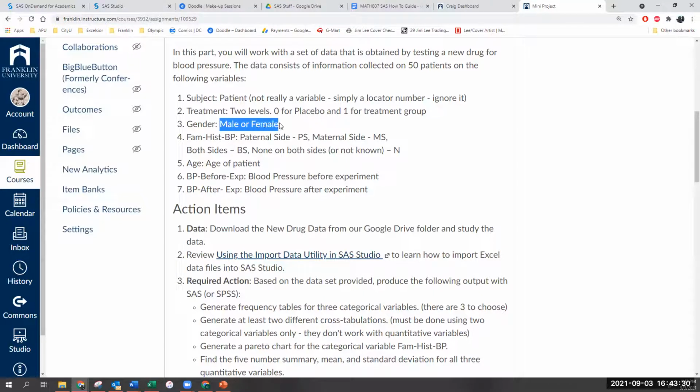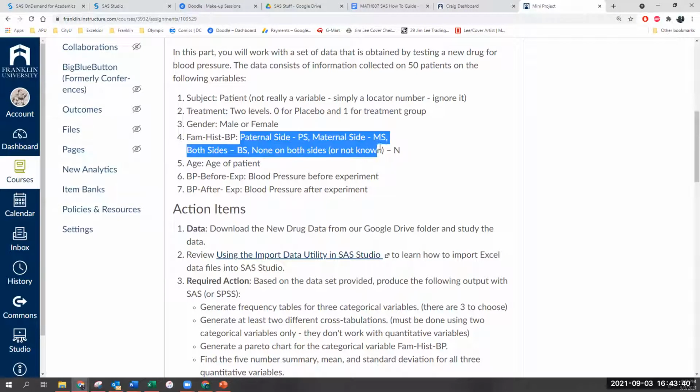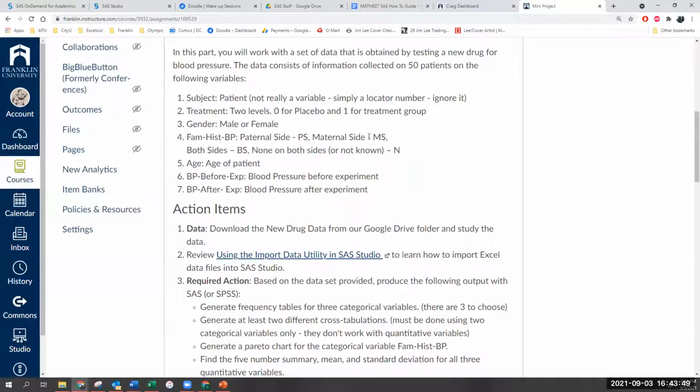Gender, of course, everybody usually understands that that's a categorical variable, right? Because it's made up of words, male and female. And then family history is also usually pretty easy to recognize as a categorical variable, because again, it has letters, right? So if you look at that variable, you're just going to see PS, MS, BS, and N, meaning one of these 4 categories, right? Categorical variable, category. Of course, age is numbers. That's quantitative.